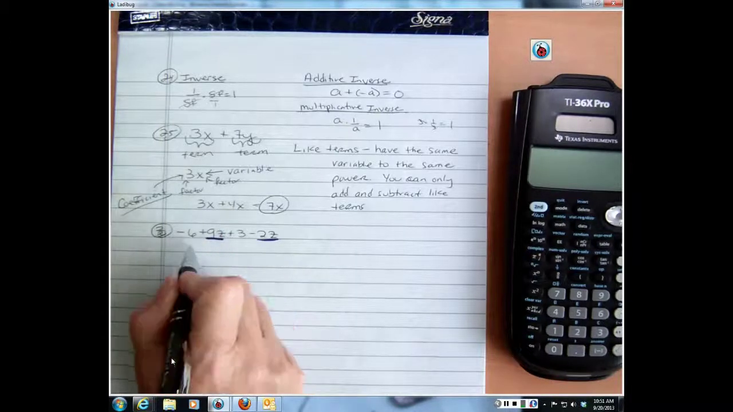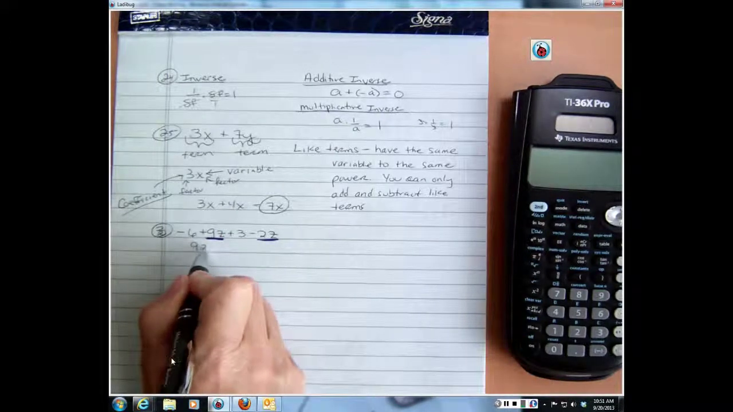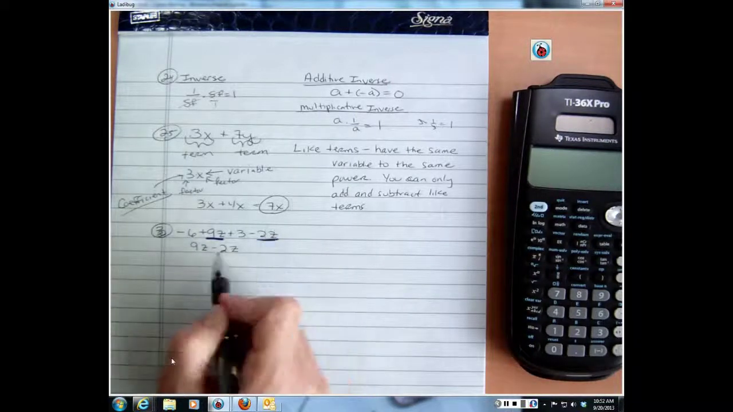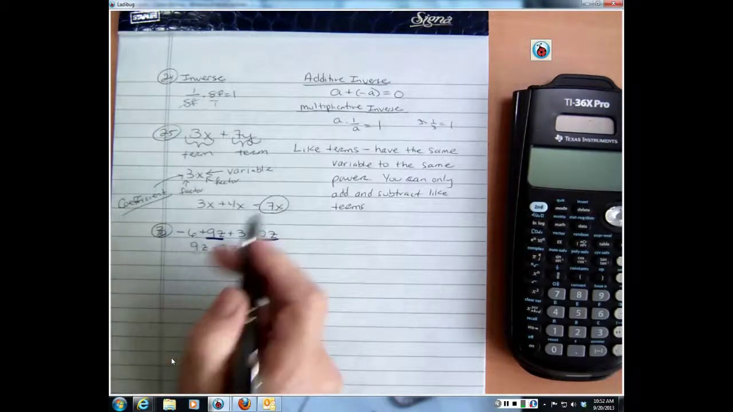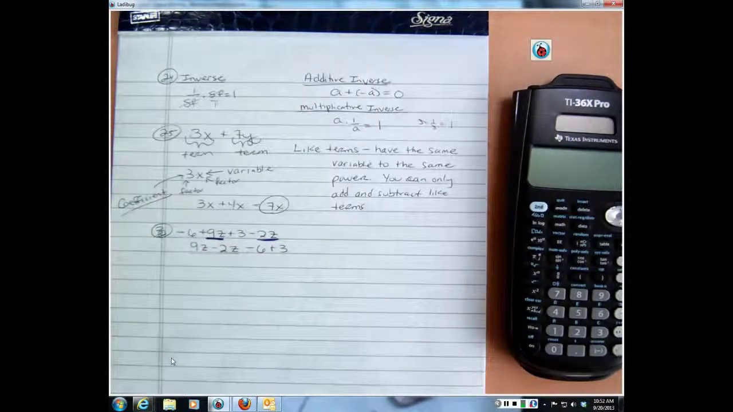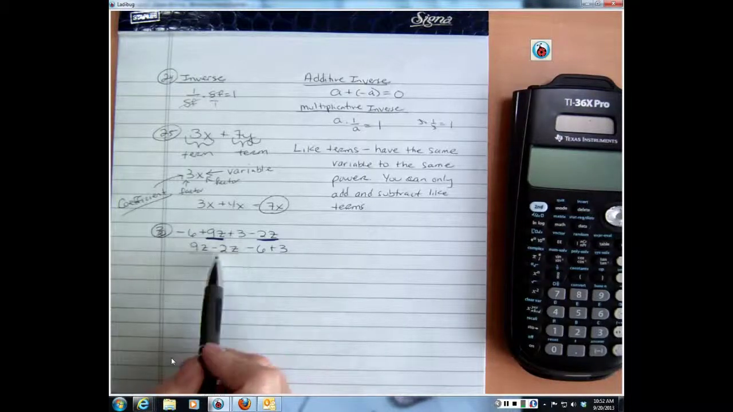Anyway, we have 9z minus 2z, okay? And then over here, you've got negative 6 plus 3. I just changed the order of that problem. Whoa, what property did I use? Changing the order doesn't change the answer, and that's the commutative property. The commutative property says you can change the order. And so now you know, like, well, why would I want to change the order? This is why. We can put our like terms together, and then we can simplify.